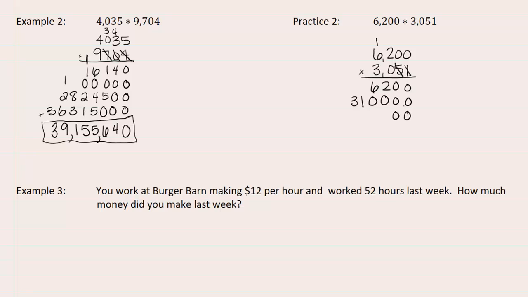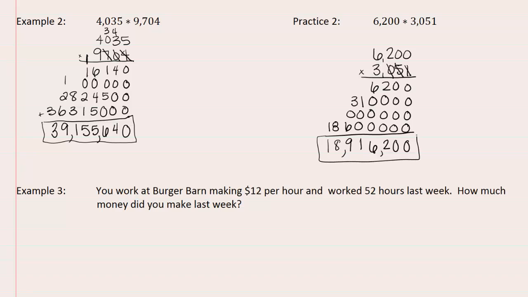2 placeholders this time. Get rid of my carried values and zeros. So 1, 2, 3, 4 numbers. Now I have 3 placeholders, and 3 times 0, 3 times 0, 3 times 2, 3 times 6. Add, so 0, 0, 2, 6, 1, 9, 8, 1. So we had 18,916,200 for our total.